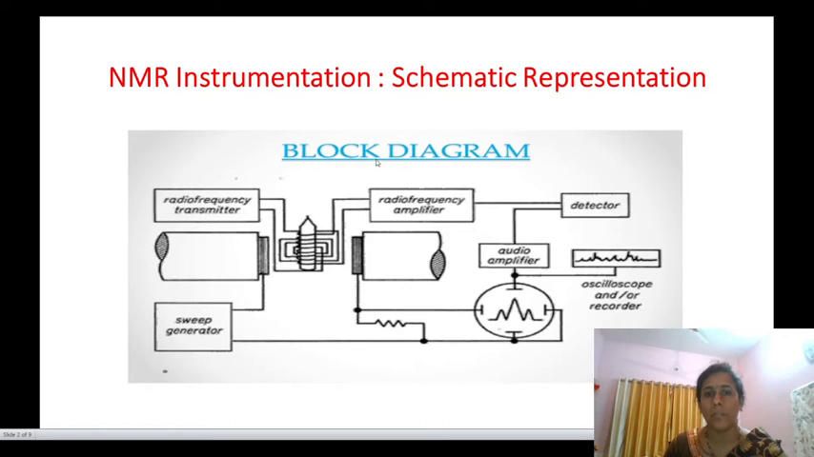This is a block diagram for NMR instrumentation. The main parts of the instrumentation are the radio frequency transmitter, second the sweep generator, the radio frequency amplifier, the audio amplifier, the detector and the recorder. This is a block diagram of an NMR instrumentation.